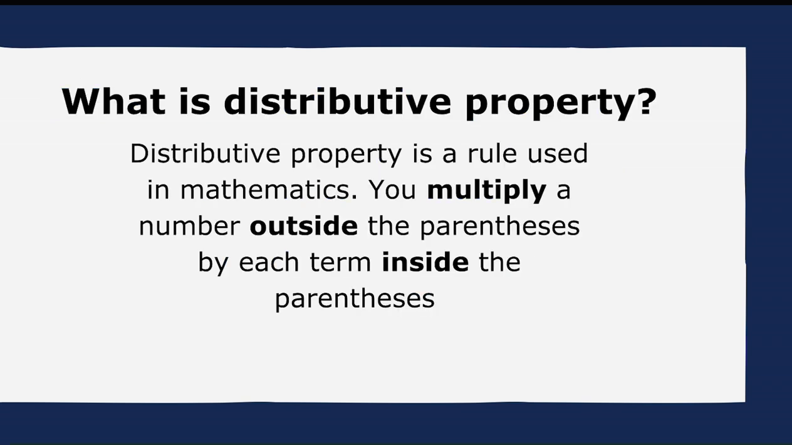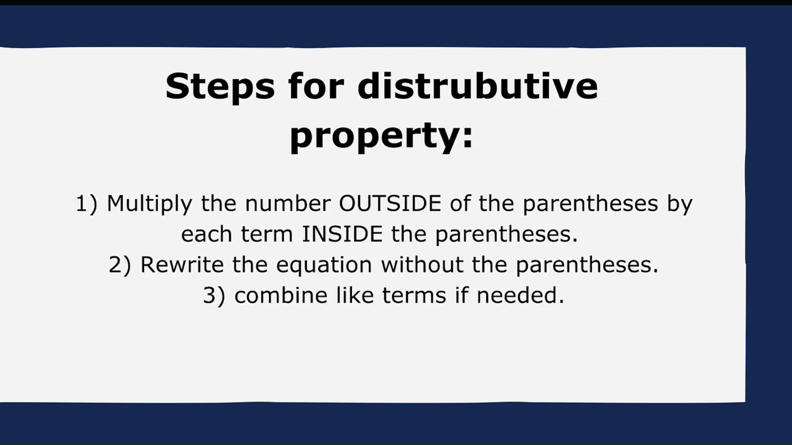Alright, what is distributive property? Distributive property is a rule used in mathematics. You multiply a number outside the parentheses by each term inside the parentheses. Alright, what are the steps of distributive property? The first step is multiplying the number outside the parentheses by each term inside the parentheses. The second step is rewriting the equation without the parentheses. And then the third step is combining like terms if needed.